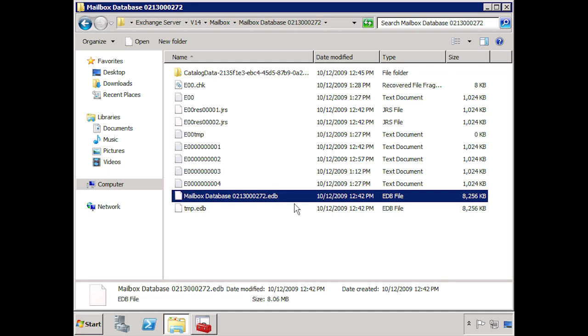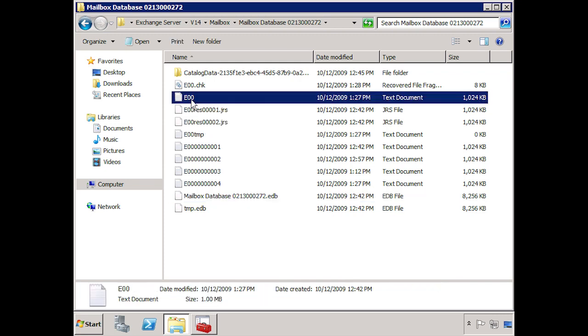That's the one that has the EDB extension, and you can see here it literally says EDB. There's also a temporary EDB file that's located here. And then you see all of these other files. So this file here, E00, this is actually the current transaction log.